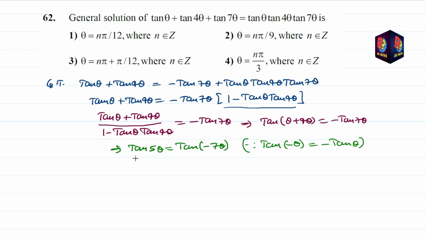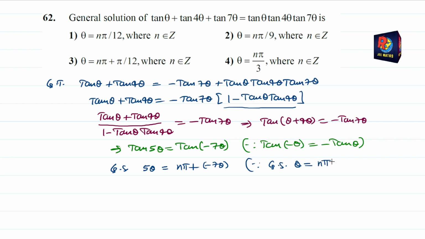Now it is in the form of tan theta equals tan alpha. If tan theta equals tan alpha, then the general solution will be theta equals n pi plus alpha. Here theta is 5 theta, so 5 theta equals n pi plus alpha, with alpha being minus 7 theta. The general solution: theta equals n pi plus alpha, with theta replaced by 5 theta and alpha replaced by minus 7 theta.